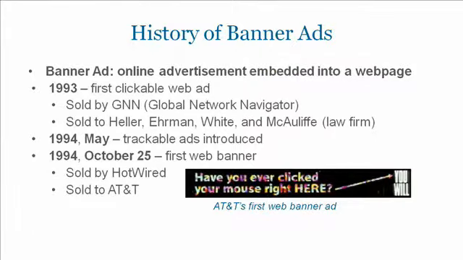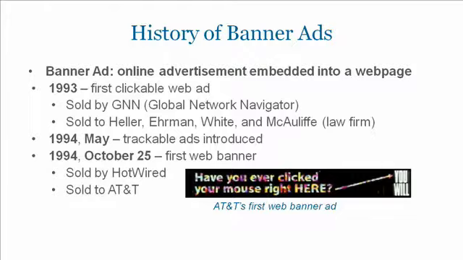A banner ad is an online advertisement embedded into a web page that's intended to attract traffic to an advertiser's site by linking to it. The ad itself is a special link displayed as a box containing graphics, text, and sometimes animation. The first clickable web ad was sold by Global Network Navigator, or GNN, in 1993 to a law firm. GNN was the first commercially supported web publication and one of the very first websites ever.